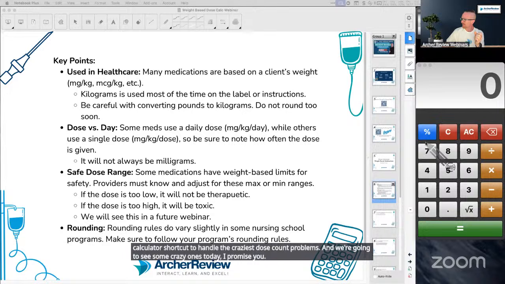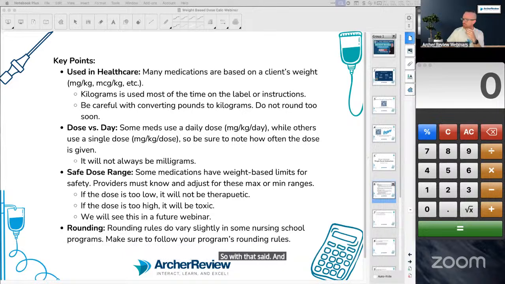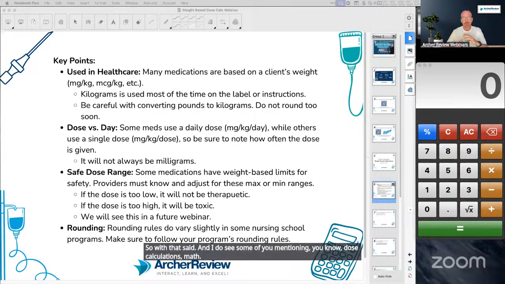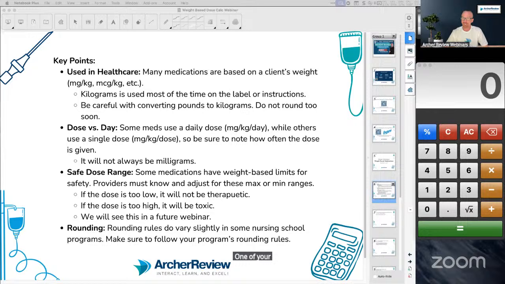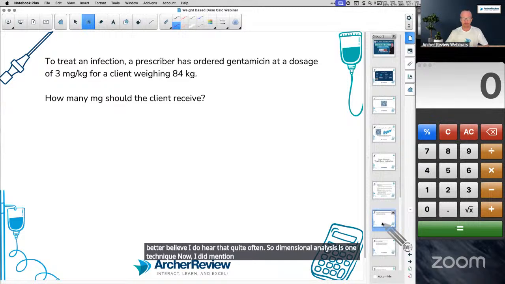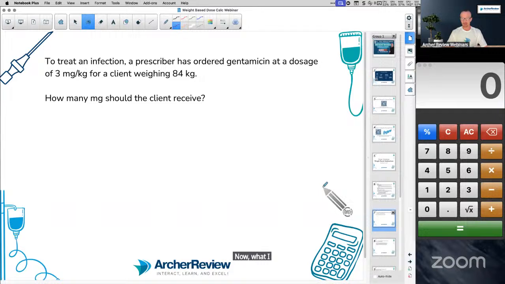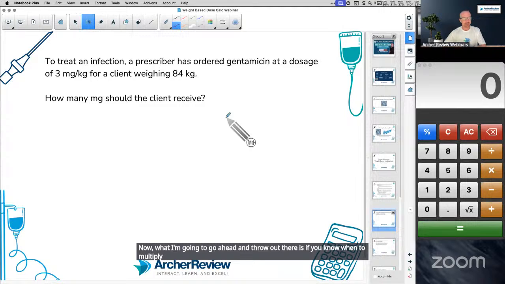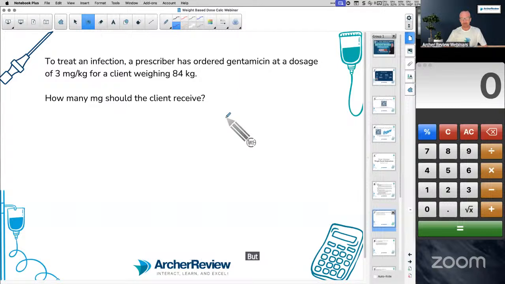So, with that said, and I do see some of you mentioning dose calculations math is one of your struggles. I hear that quite often. 20 years as an educator, you better believe I do. So, dimensional analysis is one technique. Now, I did mention that I will show you some shortcuts. If you know when to multiply versus when to divide, by all means do so. But trust me, these problems are going to get crazy.